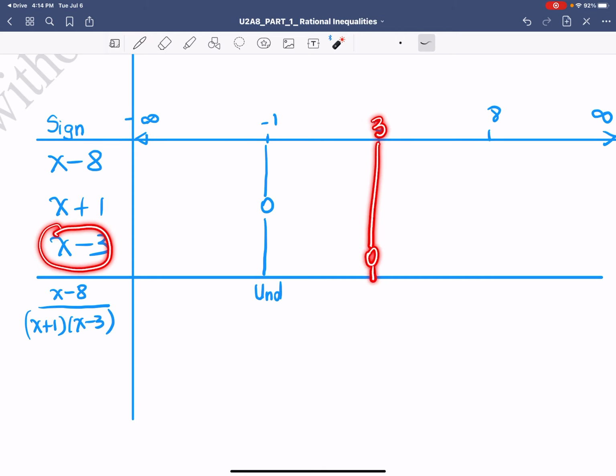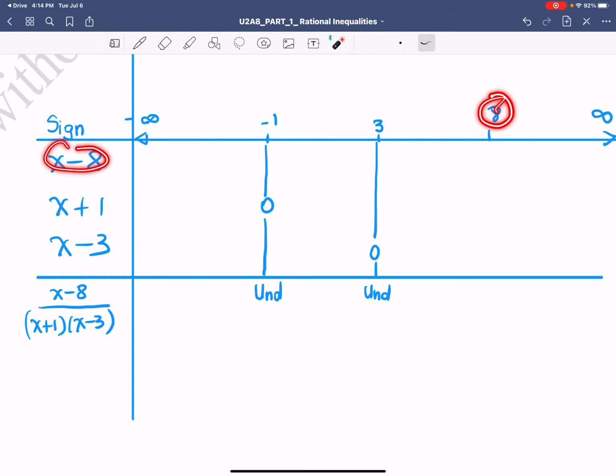Now, x minus 3 is also in the denominator. So sorry, undefined again for the rational expression. x equals 8 will be the 0 of x minus 8. That's in the numerator. So we can say that will make the numerator 0 and it will make the rational expression 0. And now let's do the signs.